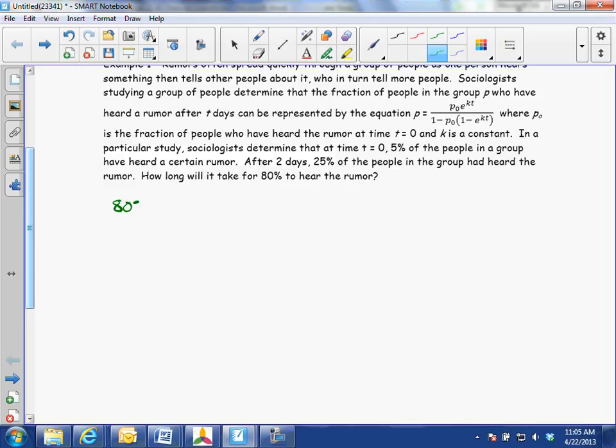So we would write it like this. We're going to be working backwards. We know P sub 0 is 5%, but we don't know K, and we're looking for T. I thought P was a number. P is a number, yeah, an actual number. Well, they don't tell us how many people are in the group, so they just say 80% of the group. So we're going to have to figure out what K is first.